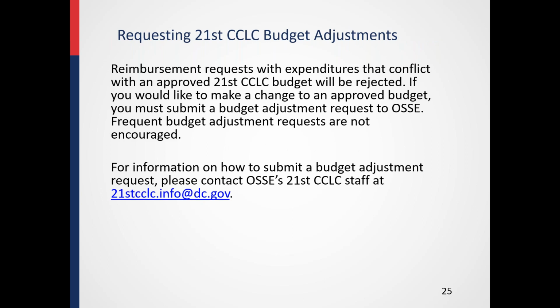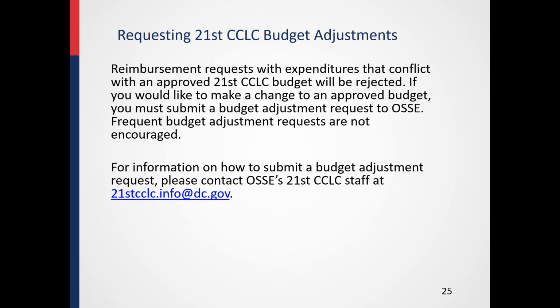All right, requesting budget adjustments for 21st century grants. So if you find, especially towards the end of the year, that your expenditures are conflicting or not in perfect alignment with your approved budget, you won't be able to get approval on those reimbursement requests, and you'll need to make a change to that budget by submitting a budget adjustment, or in EGMS it's called an amendment.